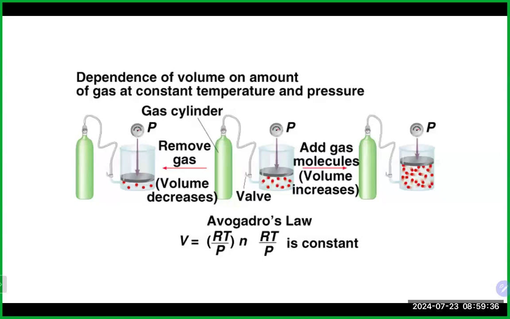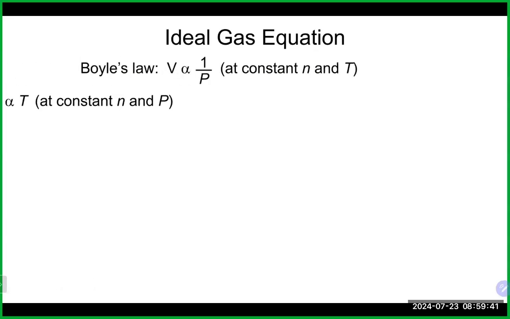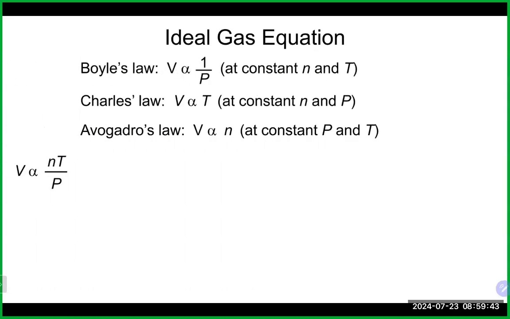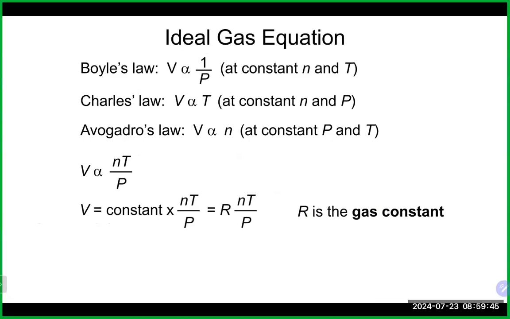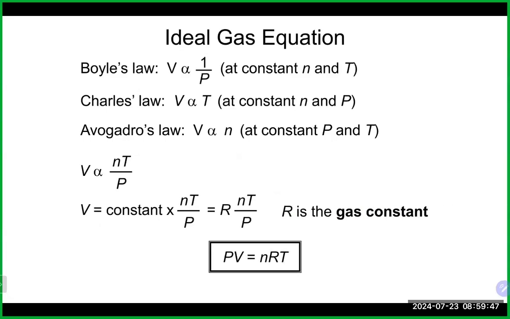And with Avogadro's law with our moles. So kind of putting all these guys together gives us really the granddaddy of them all, the ideal gas law. And putting that together gives us PV equals nRT, which is the ideal gas law, and it is the equation that's used for an ideal gas.